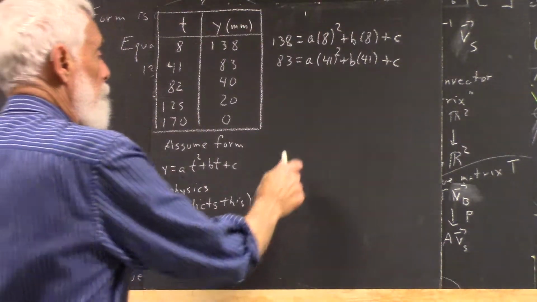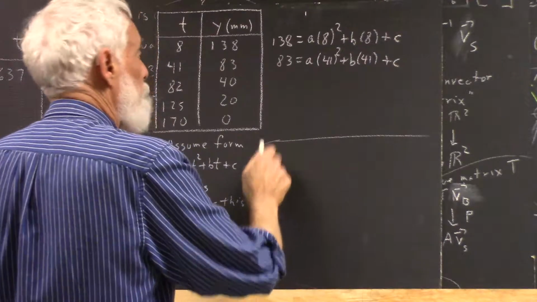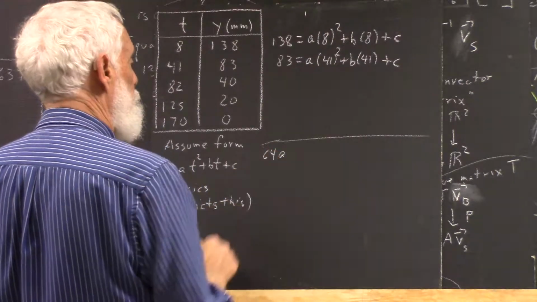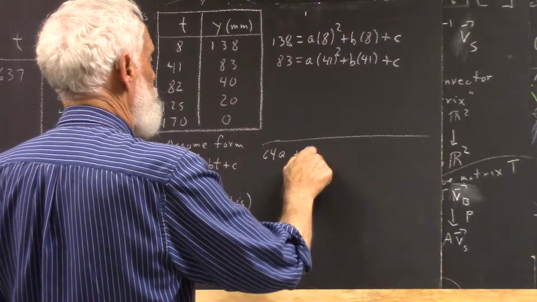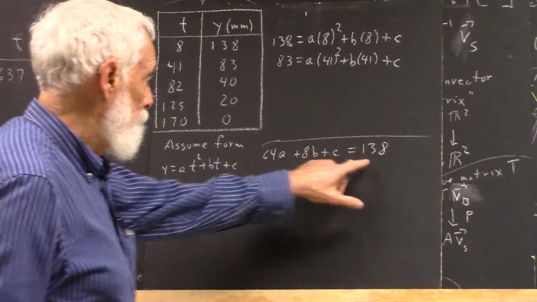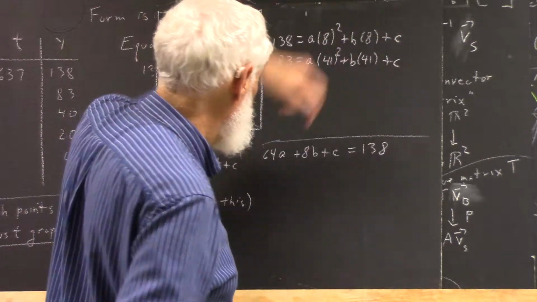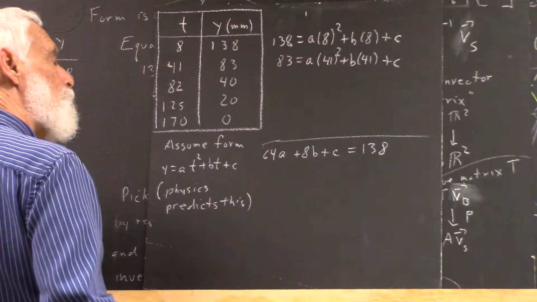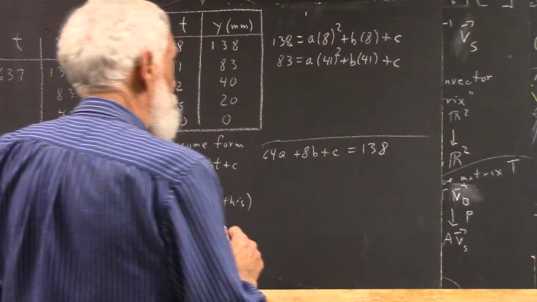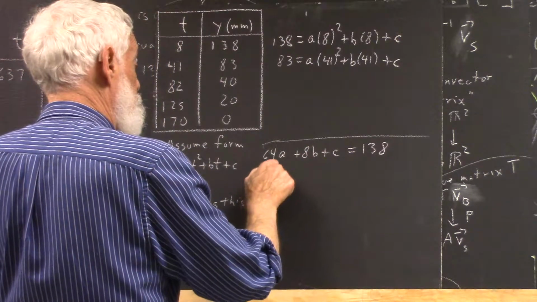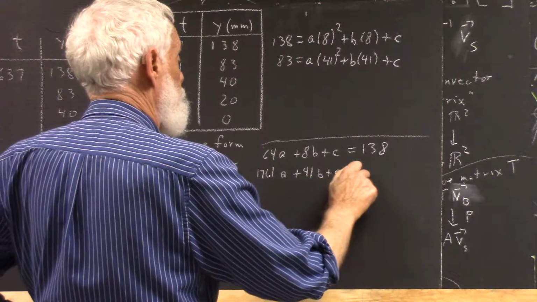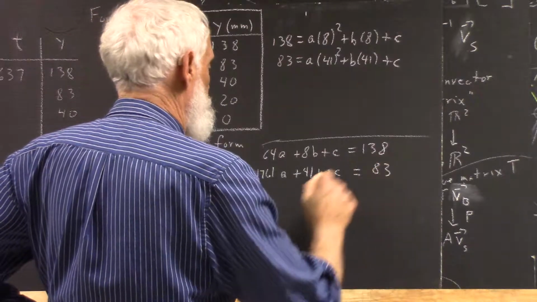Now, I would then rearrange the equations. I'll rearrange the first 2 into the form, well, I'm going to go ahead and do the arithmetic. 64a plus 8b plus c equals 138. And it's obvious that this is the same equation as this. I've just done the arithmetic here. And let's see, 41 squared is 1600 and 160, 1761, I think. So that would be 1761a plus 41b plus c equals 83.